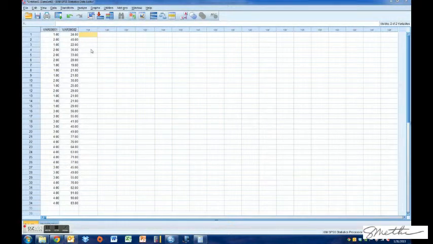So the question now becomes, what do we want to do? How would we analyze this data? It's relatively straightforward. This is definitely not an advanced treatment of SPSS. This is just a very basic treatment of SPSS.